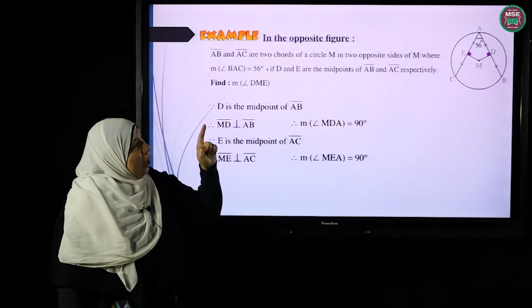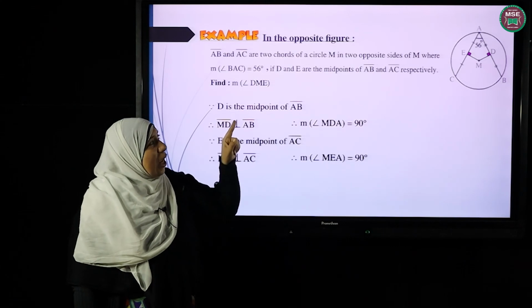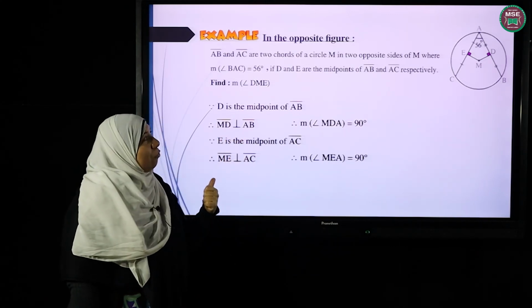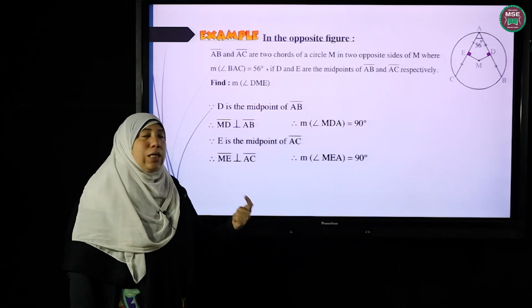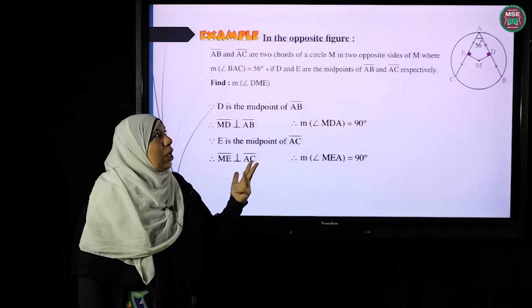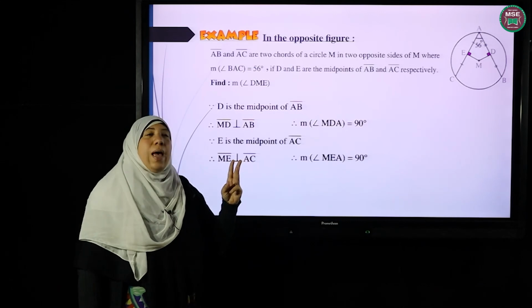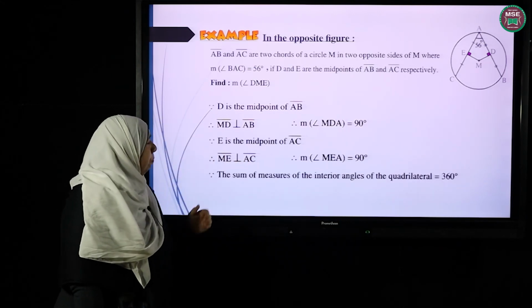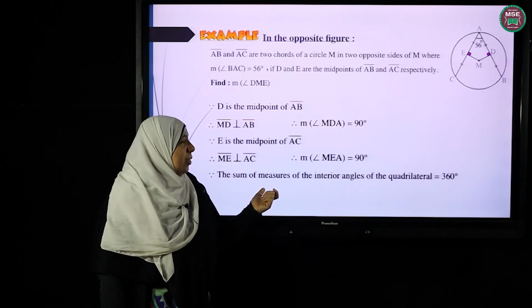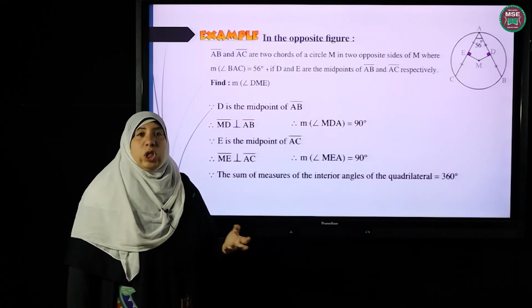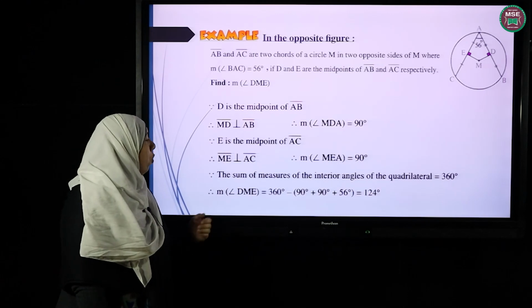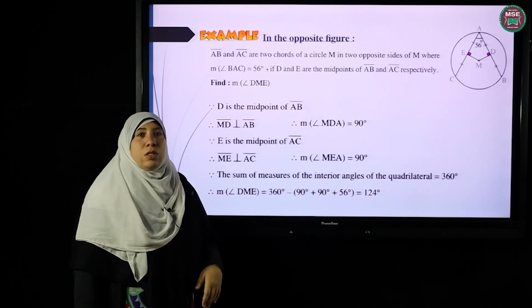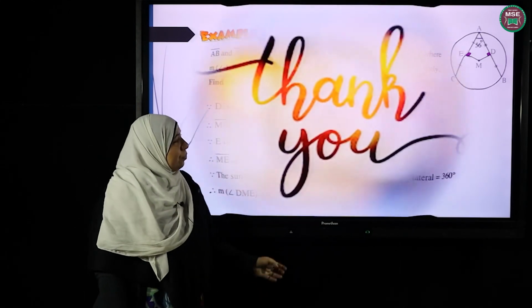Now, look at the figure. You will find that AEMD is a quadrilateral. I have the measure of angle D, the measure of angle E, and the measure of angle A, and the missing one here is M, which is the required in the example. Since the sum of the angles of any quadrilateral equals 360, therefore this angle is 360 minus these angles, which equals 124. And this is our lesson today.